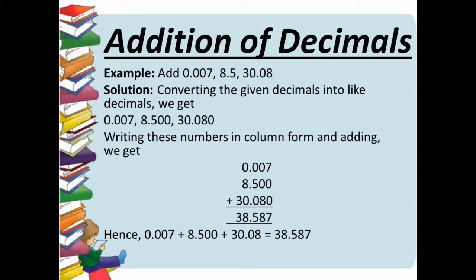So first of all, we will convert the given decimals into like decimals, and on converting we will get 0.007, 8.500 and 30.080. Now students, after this we will write these numbers in column form and add them. Like decimals are added in exactly the same way as we add whole numbers, keeping the decimal point at the same place as in the addends. So students, on adding we will get 38.587. Now let us do some questions based on this topic.